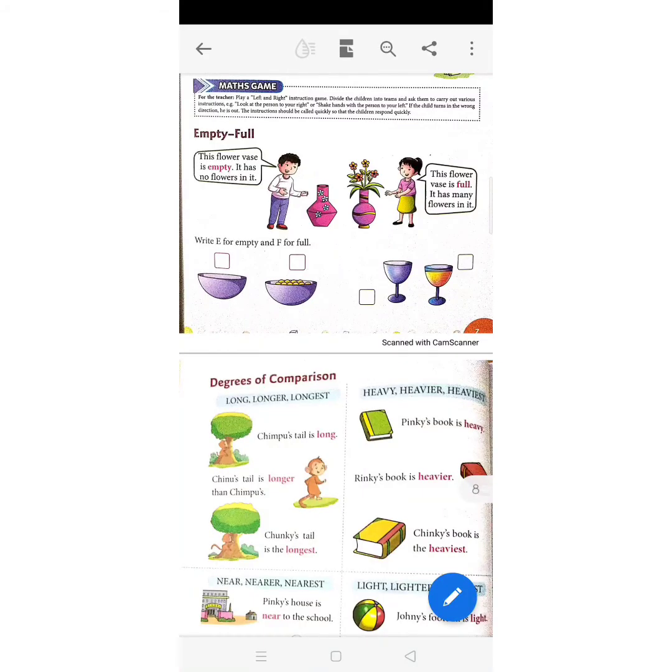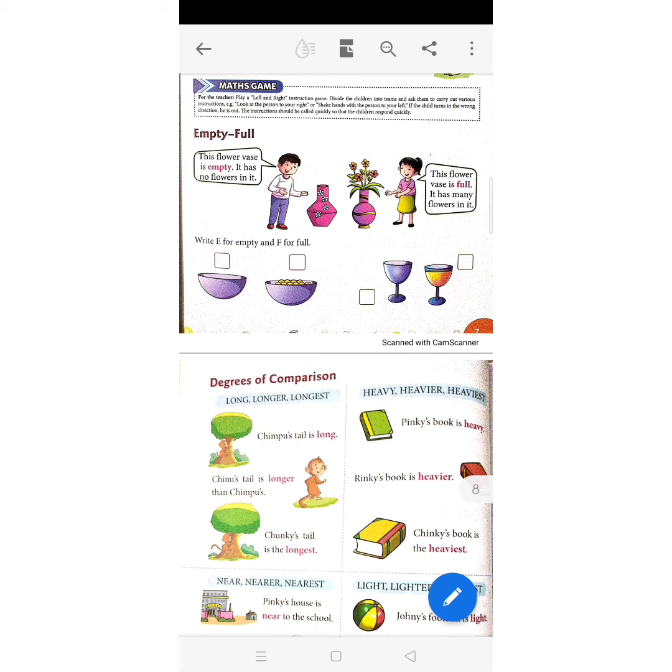Empty and full. Objects can be full or empty. When one object has more quantity in it, then we say it's full, and when the other object has nothing in it, or zero quantity, then we say it's empty. Look at this picture. This flower vase is empty. It has no flowers in it. While this flower vase is full, it has many flowers in it.